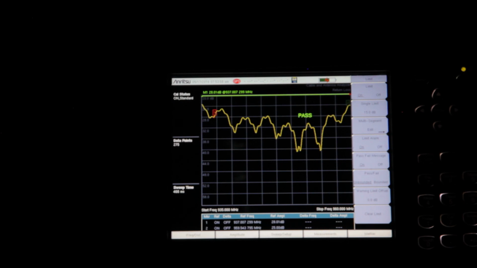When you finish all those measurements and you see that you have a pass in all of them, it means that you are safe. Your antenna system has its quality, and the performance is good.